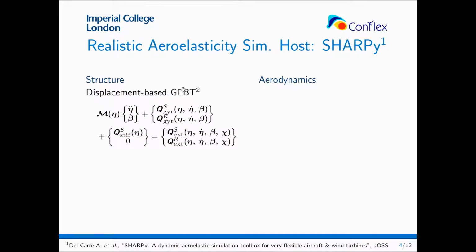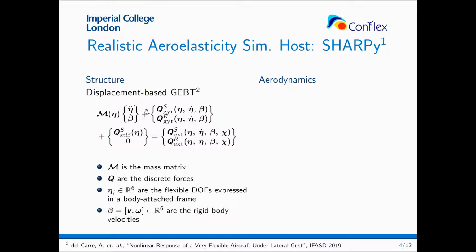So here I introduce what I said we consider our ground truth simulations. For that purpose, we use SHARPy, which is Imperial College's nonlinear aeroelasticity open source software. It basically solves a finite element implementation of the traditional displacement-based geometrically exact formulation, which is a second order in time system with very strong nonlinearities, and which solves for the flexible degrees of freedom, which are coupled to the rigid velocities of the structure.